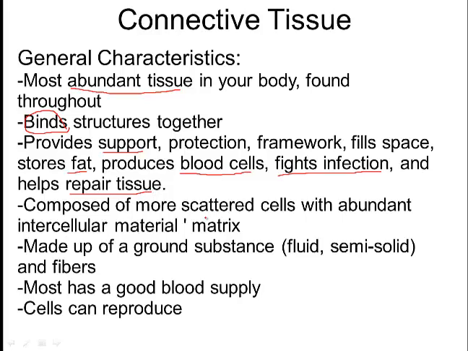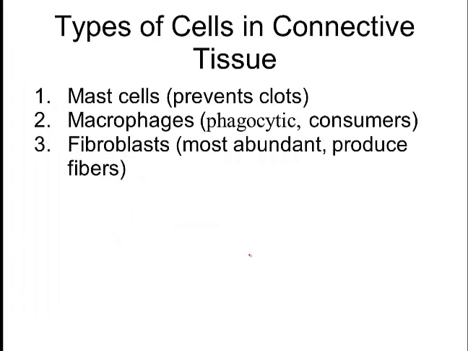They are made up of scattered cells all throughout the place that are mixed into an intercellular matrix. So there are all sorts of different kinds of cells mixed in with different proteins and all sorts of stuff that make up your connective tissue. They have a ground substance that is a semi-solid substance with these different fibers and proteins mixed in. Very good blood supply, and actually blood is one of your types of connective tissue, and the cells are able to reproduce and repair themselves within connective tissue.